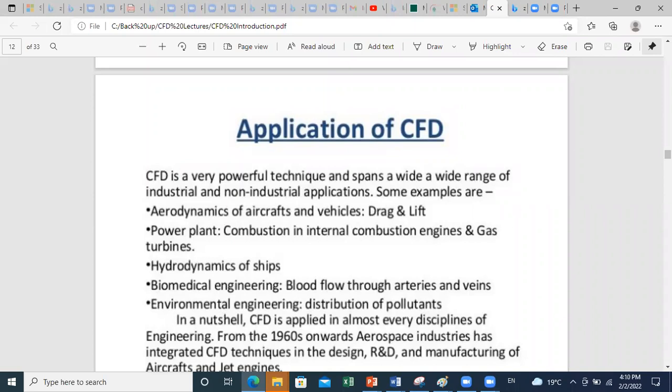We have also another important application in energy, which is internal combustion engines. You can simulate the combustion process in internal combustion engines, and also you can simulate power plants and gas turbines.